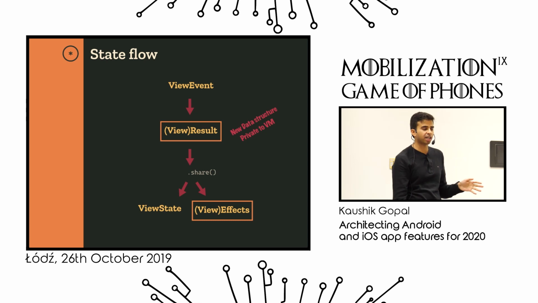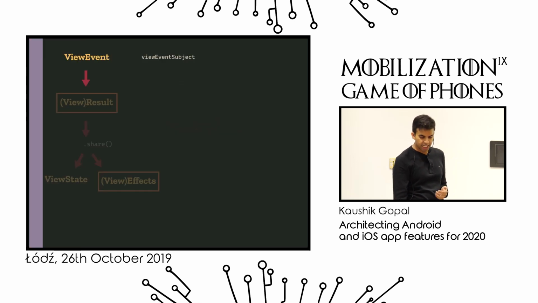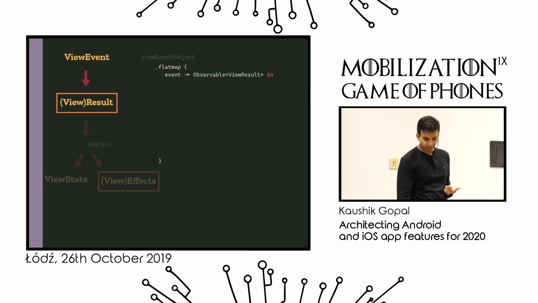There are multiple ways to handle it. This is just the way that I've chosen to do it. So let's quickly run through and see what this looks like in code. So I take the view event subject. I'm actually going to go back and do the simpler thing. I'm going to flat map every event, convert it to a view result, and this is where I do my business logic. And if you want to reuse things across view models, this is the portion where you can reuse a lot of stuff, where you're taking the event and converting it to a view result.